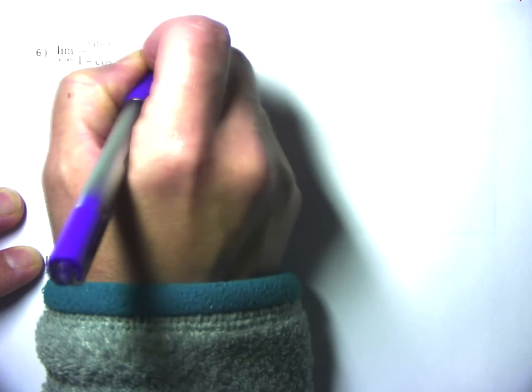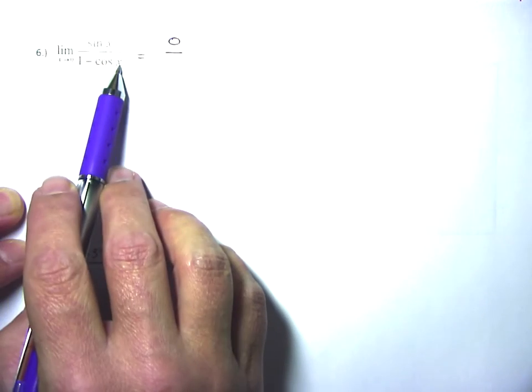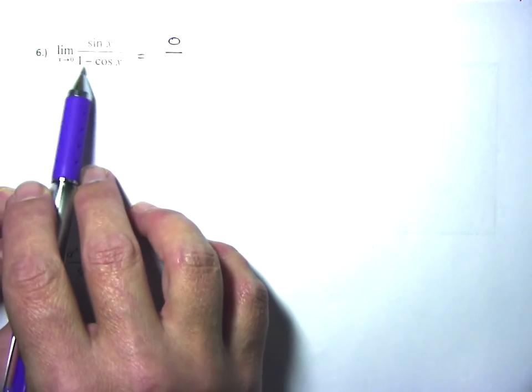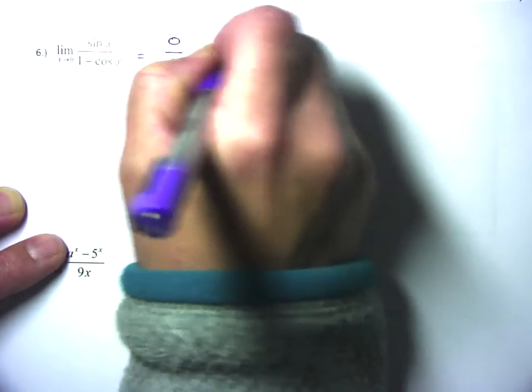All right, number 6, I have the limit as x approaches 0 of sine of x divided by 1 minus cosine of x. By simply plugging in this limit, I get sine of 0. Sine of 0 is equal to 0. Cosine of 0 is equal to 1, so 1 minus 1 is also equal to 0. So I have my 0 over 0, my indeterminate form.